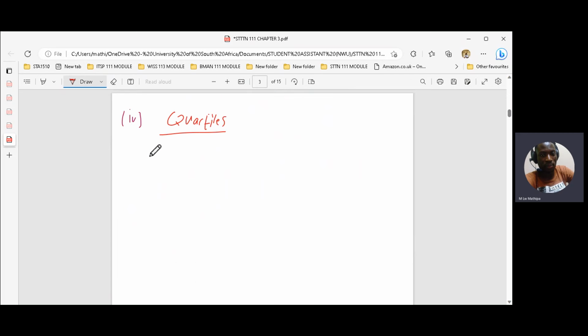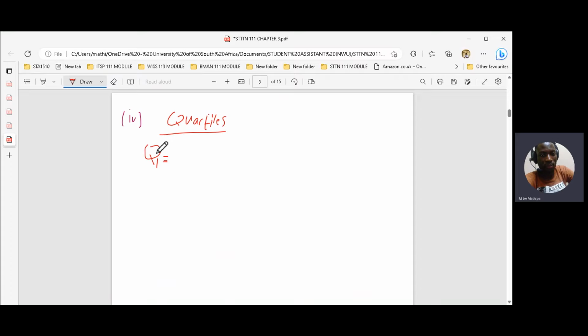Now the quartiles: we have what we call the lower quartile, or the first quartile, which is Q1. For Q1, we are talking about the median of the lower half of an ordered data set. I always advise my students that the second quartile, Q2, is the median in general. Don't be confused by that.